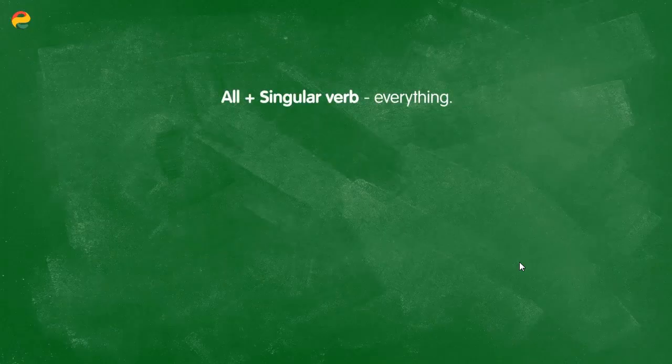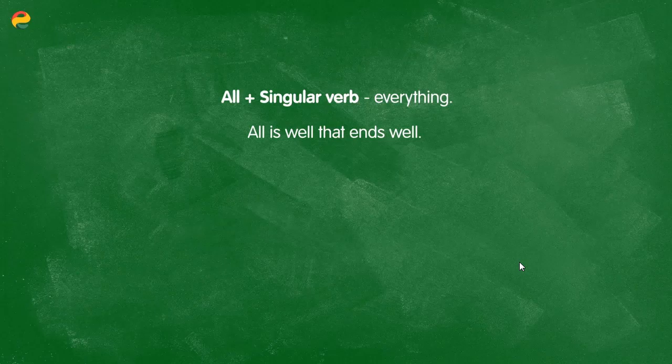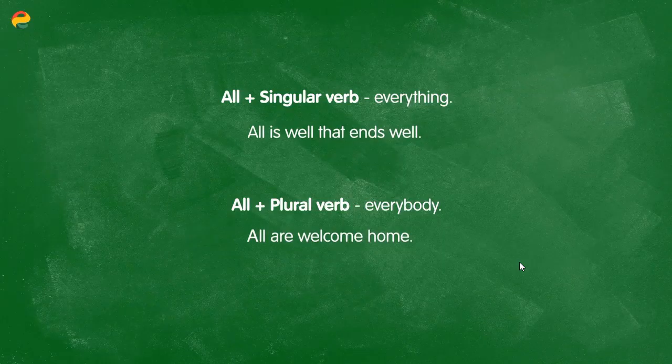Speaking of all, we will often use all with a singular verb, and here we mean everything. Just like in the statement, all's well that ends well. Here, everything that has a good ending is good, even if something bad happens somewhere along the way. Now, if we use all with a plural verb, we mean everybody. Just like in the sentence, all are welcome home. Now, be careful because when you use a noun after all, there is no preposition necessary. However, if you follow all with a pronoun, the preposition of is mandatory.